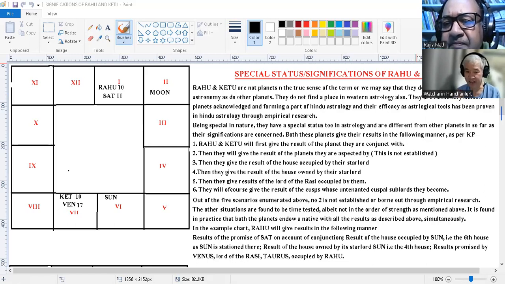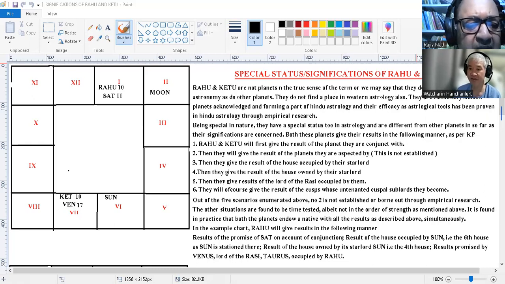So Rahu and Ketu promise the result of the planet that they are in conjunction with, and represent that planet too. Okay, sir. I'm pretty much clear, sir. I have to review it later.